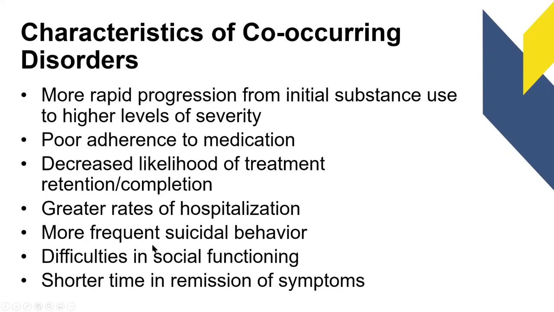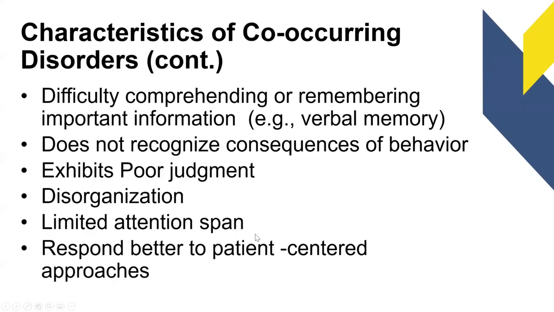Characteristics of co-occurring disorders, we're going to continue. More rapid progression from initial substance use to higher levels of severity, poor adherence to medication, and the list goes on. There's quite a few components that we would look at for determining whether or not the substance use is really symptomatic to some of those other underlying co-occurring disorders.